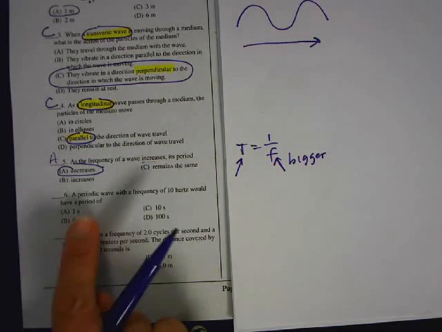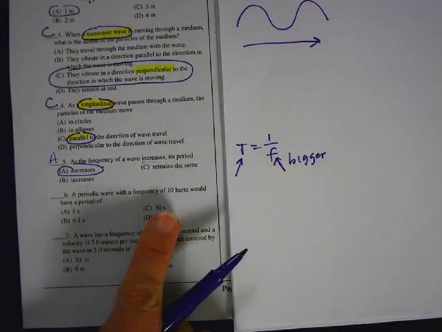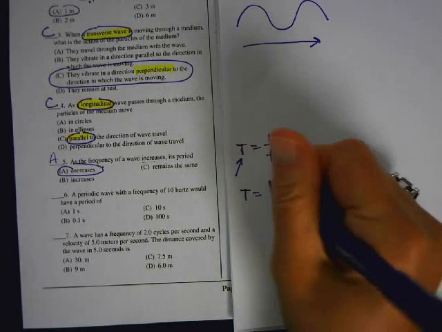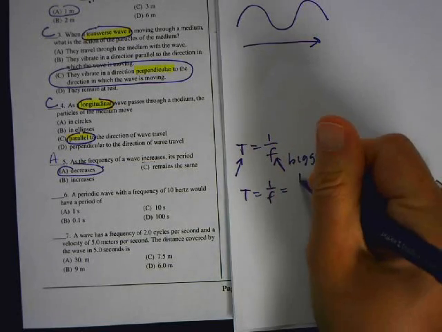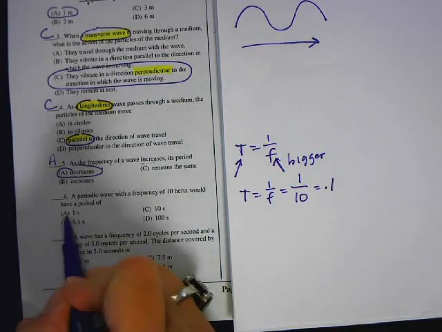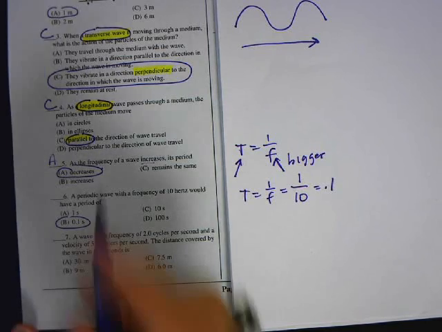Number 6. A periodic wave with a frequency of 10 hertz would have a period of, so again, I'm going to be using the same equation. T is 1 over F, so it's equal to 1 over 10, which is just 0.1. So the answer there is B. I don't even need to use a calculator.